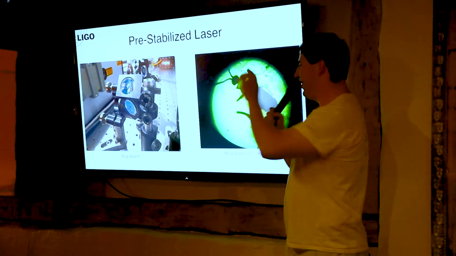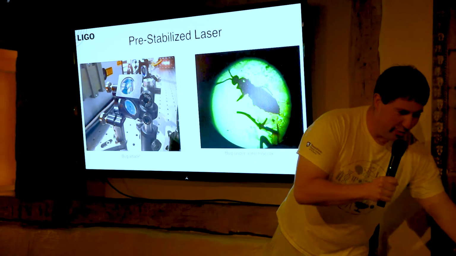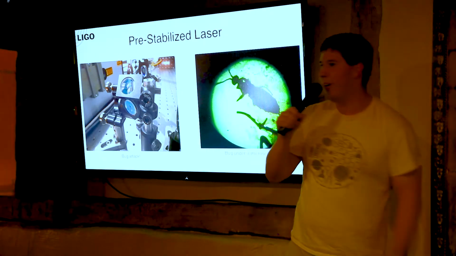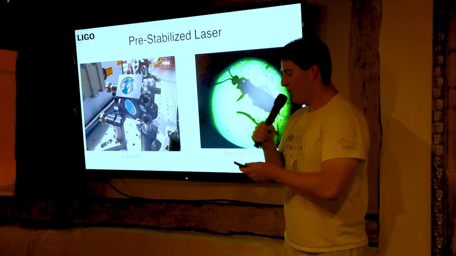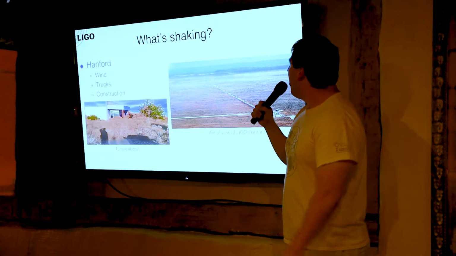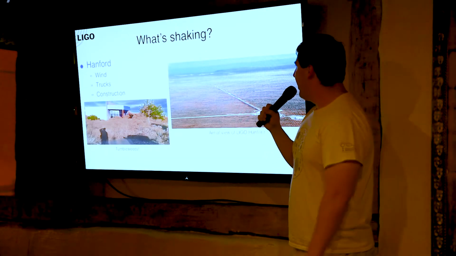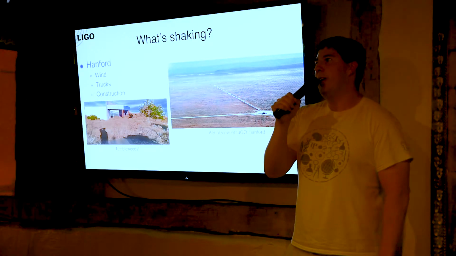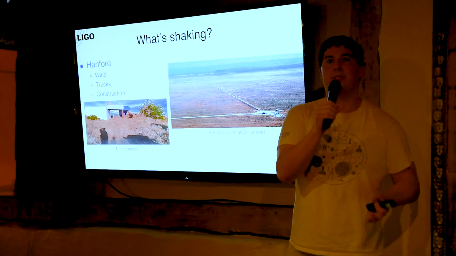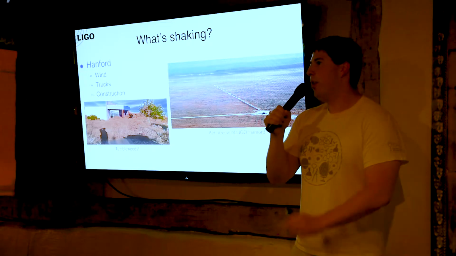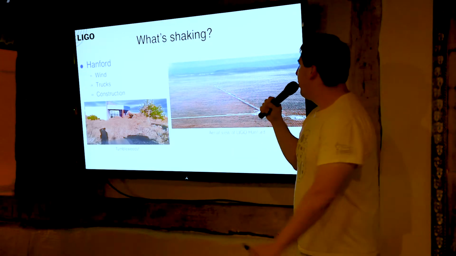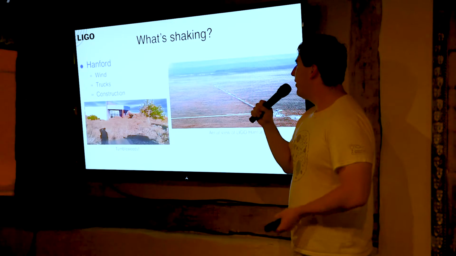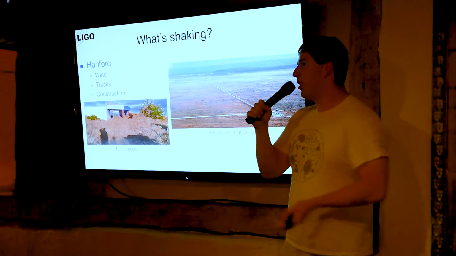So that bug, it's a very expensive bug, and hopefully with the new clean room we will avoid any more of these insects crawling on the optics. The most important thing in terms of detecting gravitational waves is being able to isolate your detector from the ground motion. So the ground is constantly shaking, and there are many reasons for that. There's wind, there's trucks, there's construction.